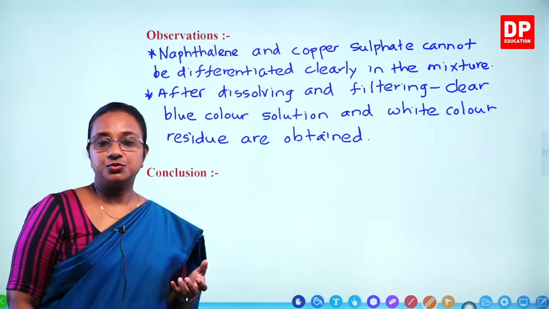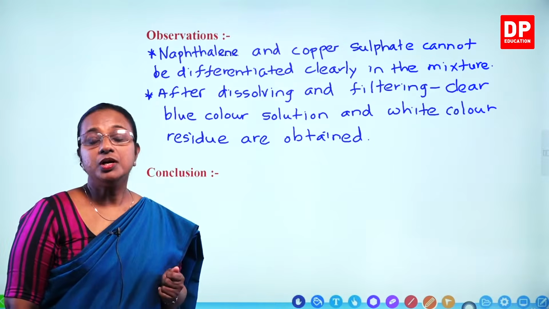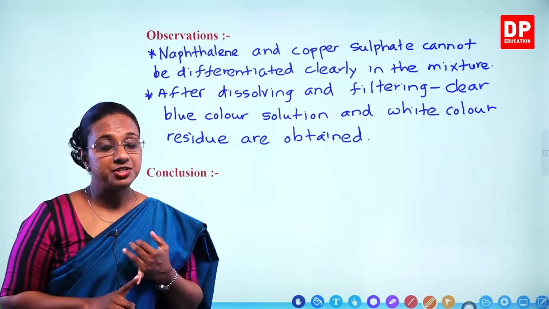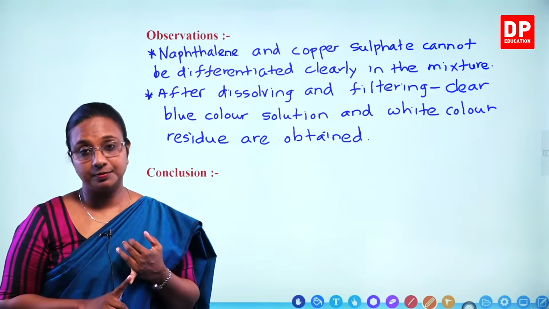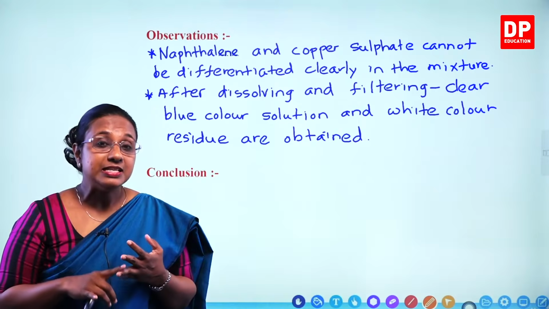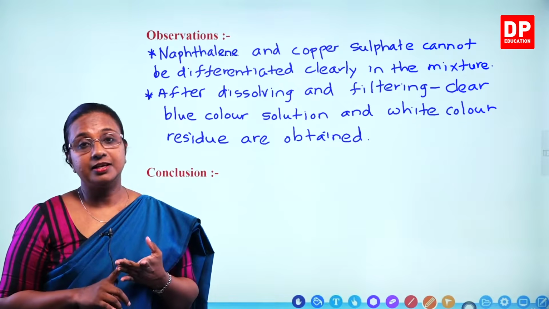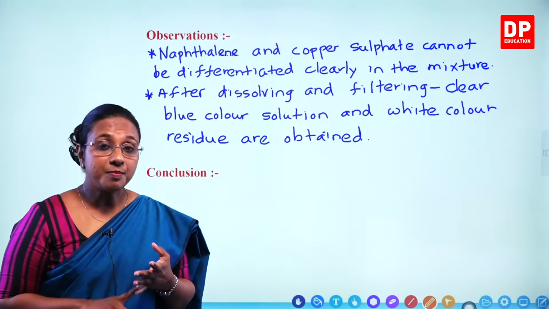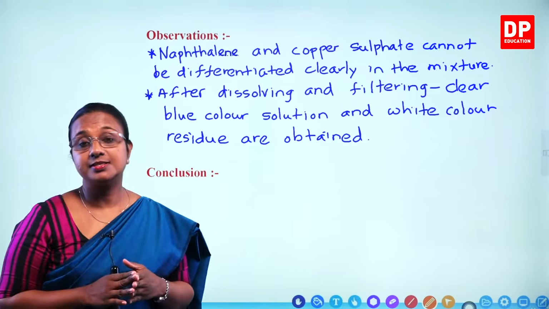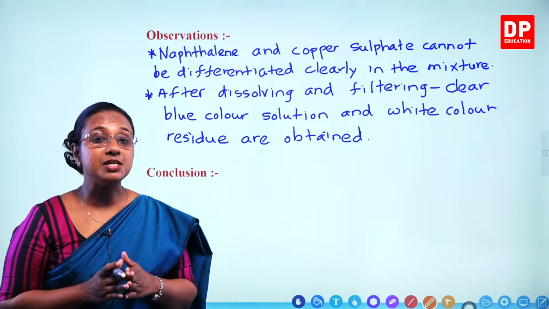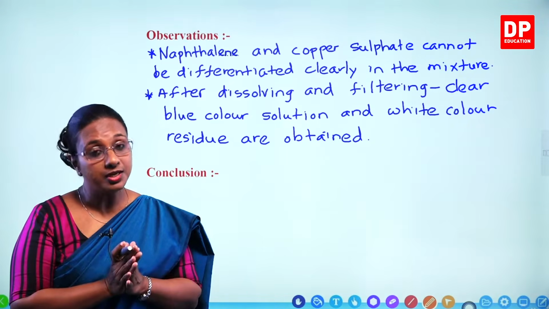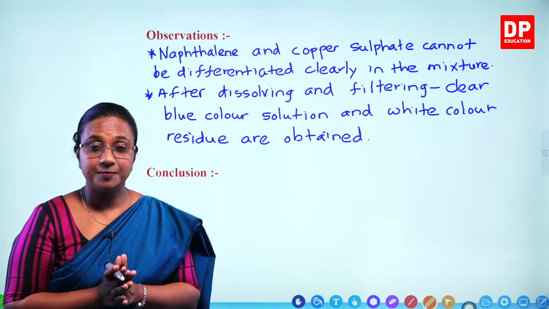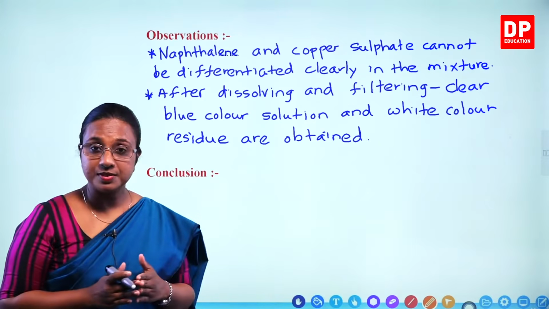So from these two, what can you conclude? We can conclude that a mixture is made up of two or more components. And dissolving and filtering are physical methods of separation. So by doing a physical separation, we were able to separate the two components, that is the naphthalene and copper sulfate. And you all know the solution is copper sulfate.